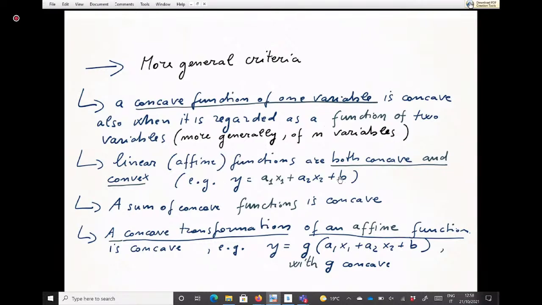This is both concave and convex. What is the shape of this function in the three-dimensional space? This is a plane. So basically, a plane has no concavity, no convexity, right? It is a plane. It is considered both concave and convex.